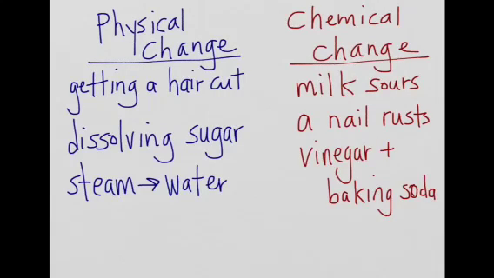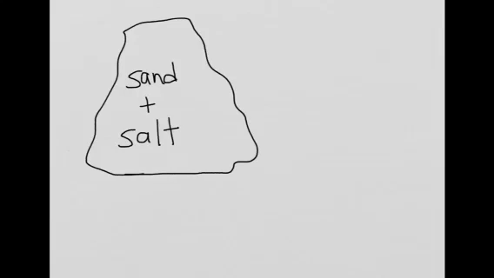Now, while we're primarily interested in chemical changes, physical changes can be used to our advantage. For example, if you had a mixture of sand and salt. You have this mixture, and for some reason you want to separate out the salt. You can use the property of salt, that it dissolves in water, and the fact that sand does not dissolve in water, in order to recover your salt.